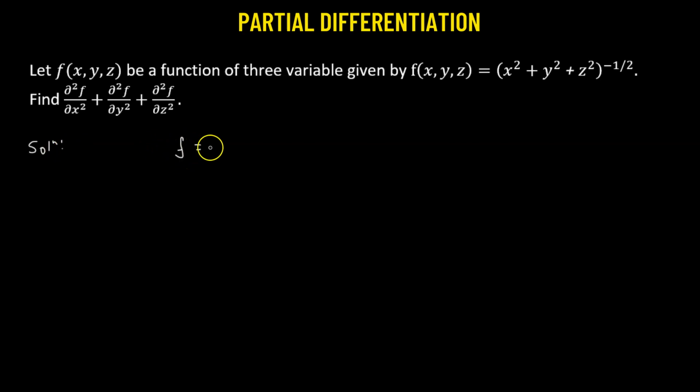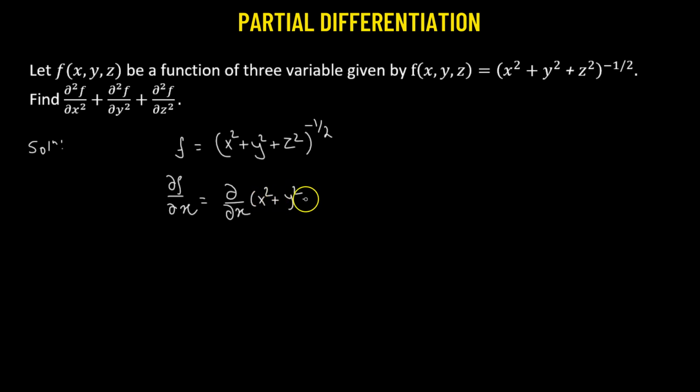You are provided with f, which is x squared plus y squared plus z squared raised to the power of negative half. Now what we'll do, we'll begin by taking the partial of f with respect to x. Taking the partial with respect to x means here y and z will be treated as a constant. Now applying the partial derivative to the expression on the right hand side as well, we have x squared plus y squared plus z squared raised to the power of negative half.